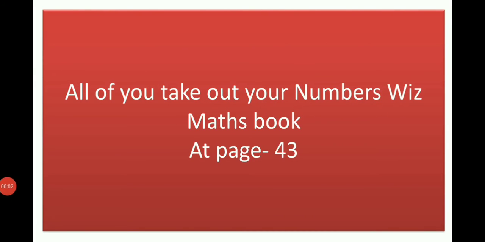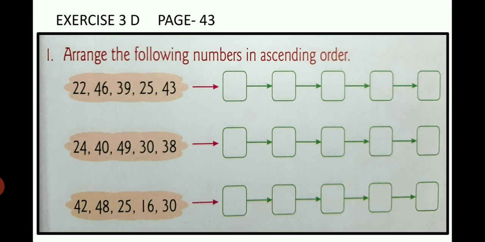Now all of you take out your numbers ways maths book at page number 43. In exercise 3D, question number 1 is: arrange the following numbers in ascending order. As I have already explained how to arrange the numbers in ascending order, let's begin. In the first set of numbers, which one is the smallest number? That one we have to write first.